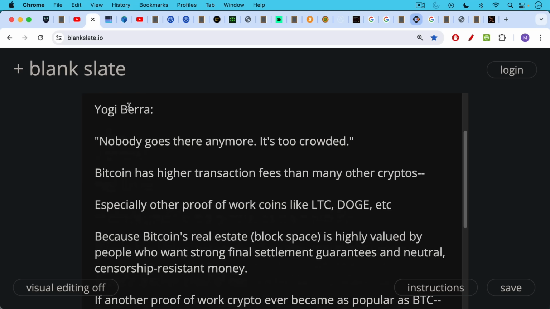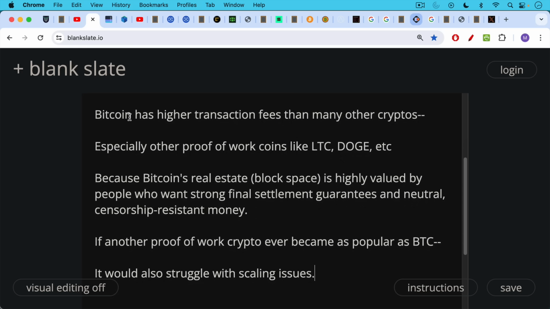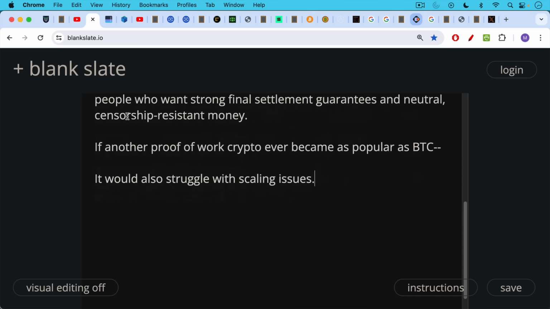And this is because, as I said in that video, Bitcoin's real estate, its block space, is highly valued by people who want strong final settlement guarantees and neutral, censorship-resistant money. And if another proof-of-work crypto ever became as popular as Bitcoin, it would also struggle with scaling issues.